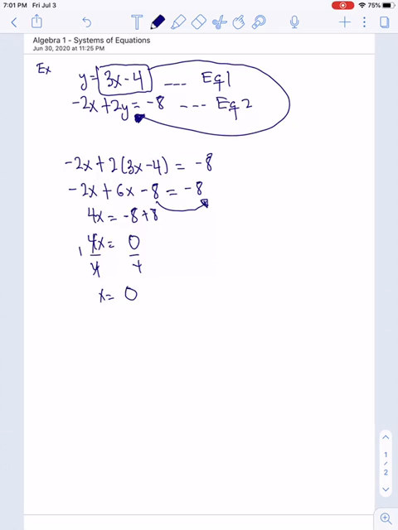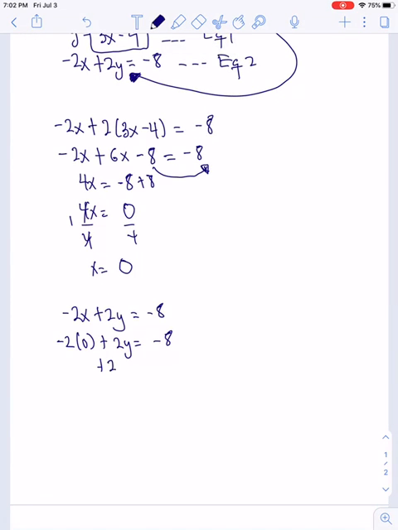All right, now that we have x as 0, we can plug it into either equation 1 or equation 2. In this situation, I'm going to pick equation 2 and plug in for x as 0 and solve for y. So we're writing equation 2 as negative 2x plus 2y equals negative 8. And when I plug in 0 for x, I get negative 2 times 0 plus 2y equals negative 8. Negative 2 times 0 will be 0. So I get a positive 2y equals negative 8.